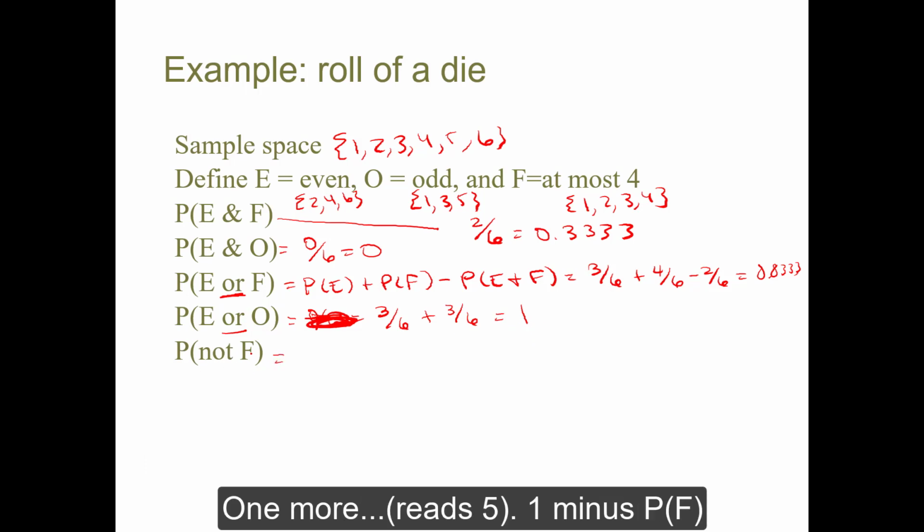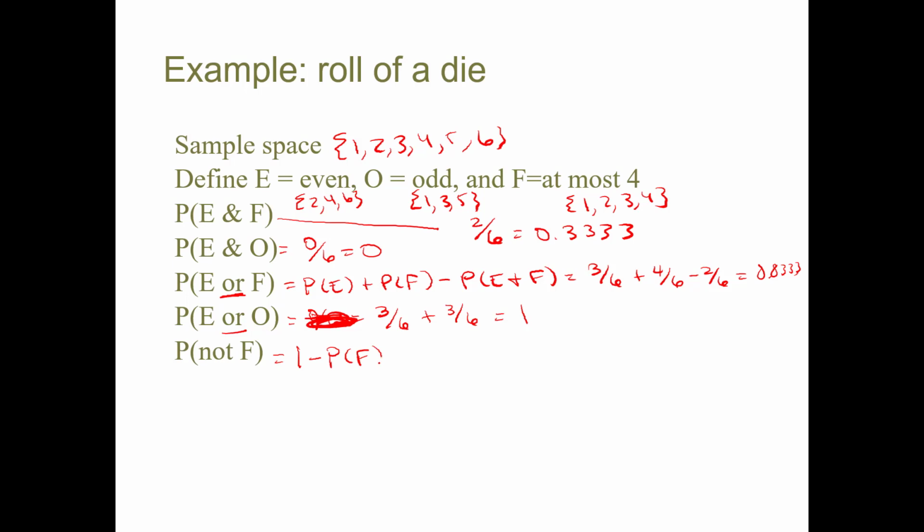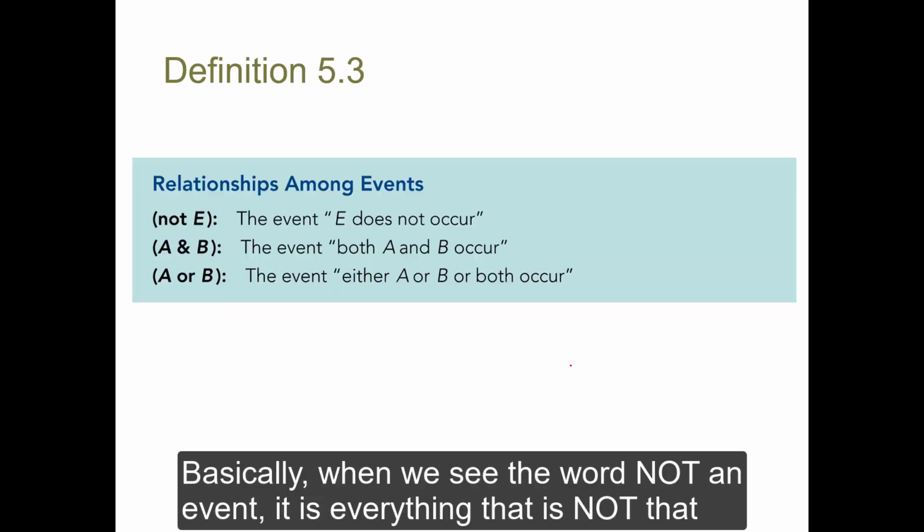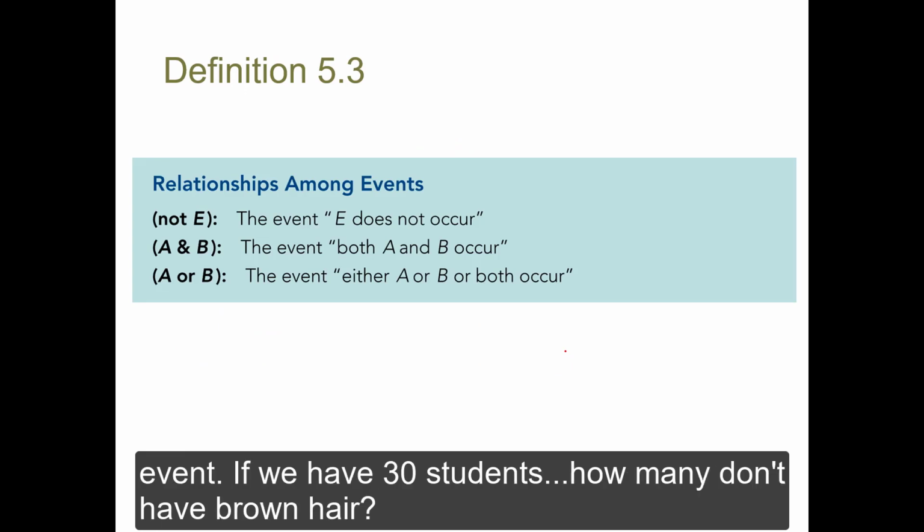One more, the at most 4, but not that, so we know it's 1 minus the probability of at most 4. There's 4 out of 6 that are at most 4, so that's 2 out of 6. And we know already that that's 0.3333. So basically, in a nutshell, when you see the word not, an event is everything that's not that event.